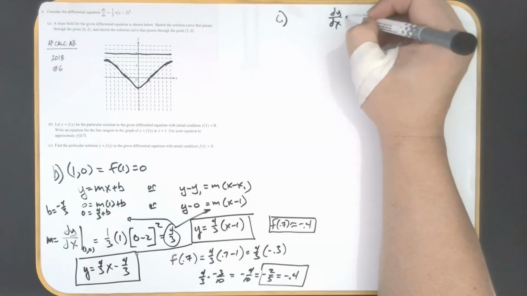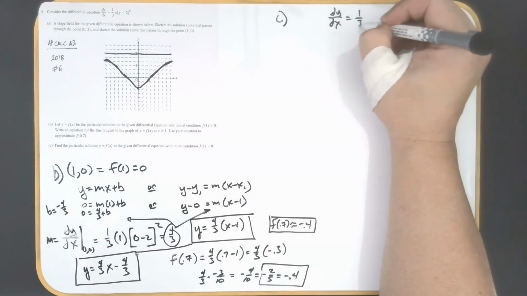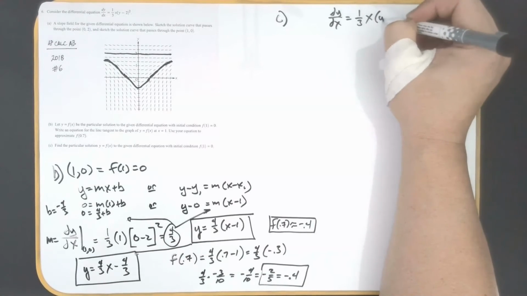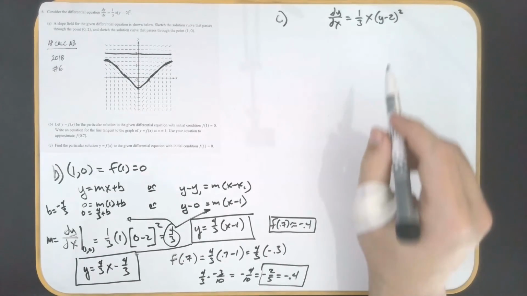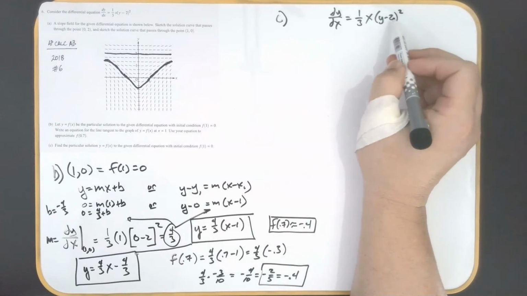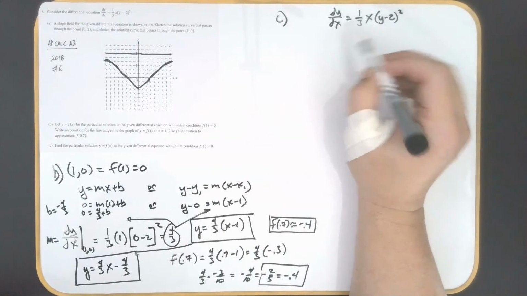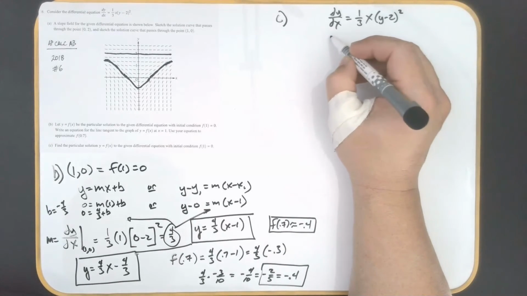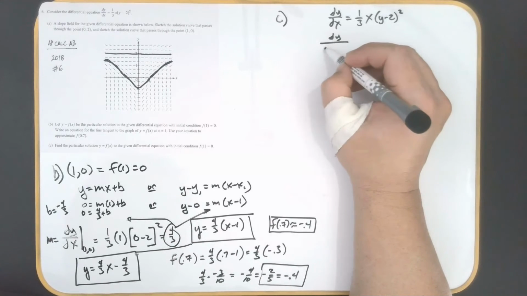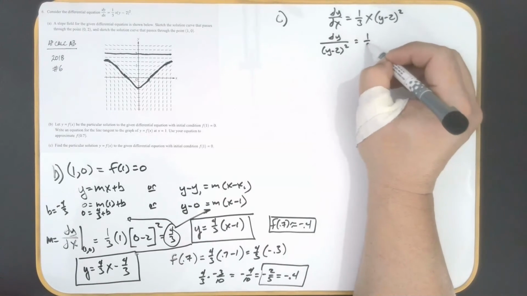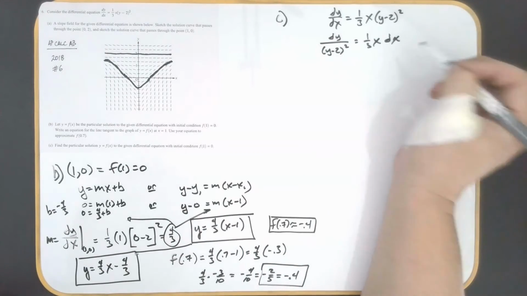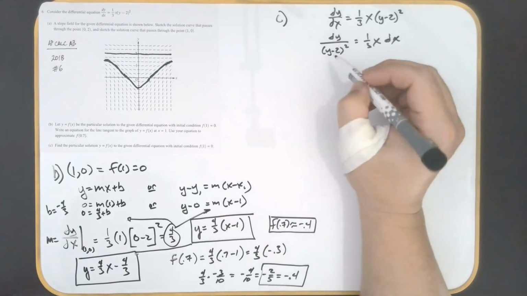So dy dx is equal to 1/3 x times the quantity y minus 2 squared. Okay. So step 1, let's separate our variables. I'm going to bring y minus 2 squared over and bring over dx. So I wind up with dy over y minus 2 squared is equal to 1/3 x dx. Okay, now I'm going to integrate both sides.